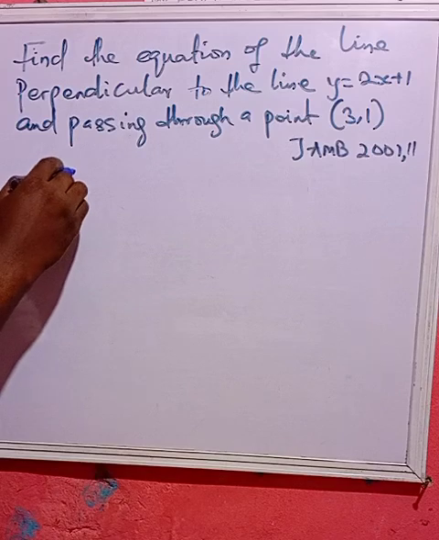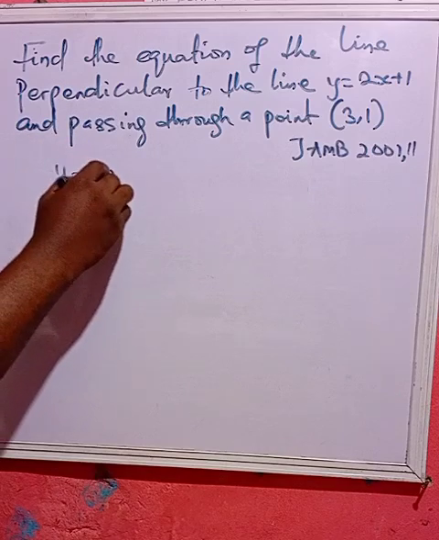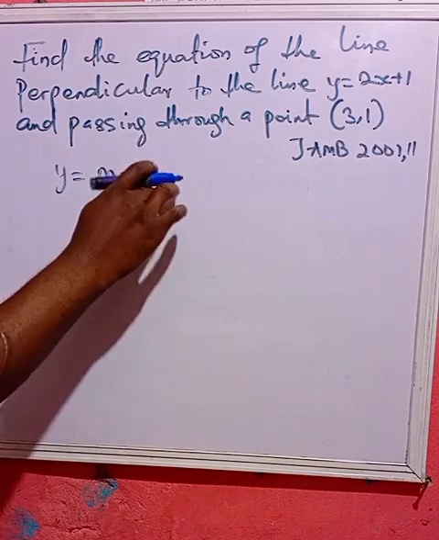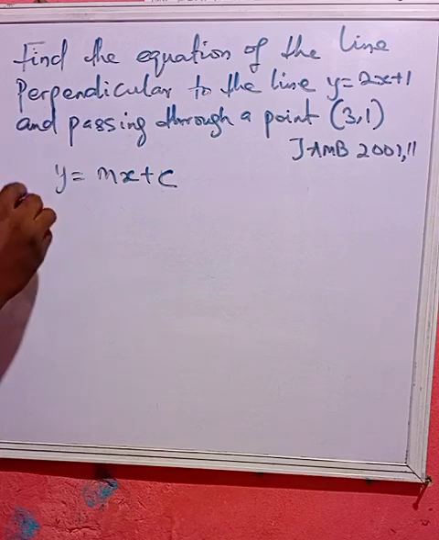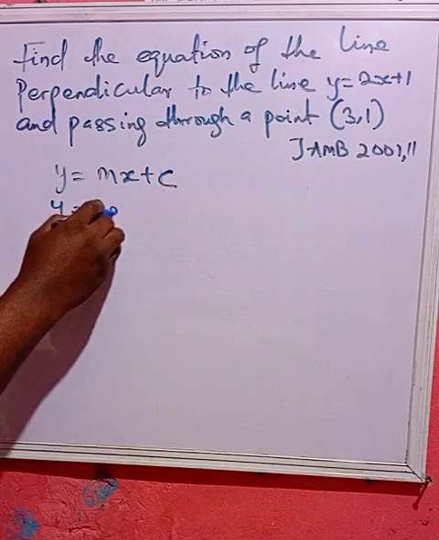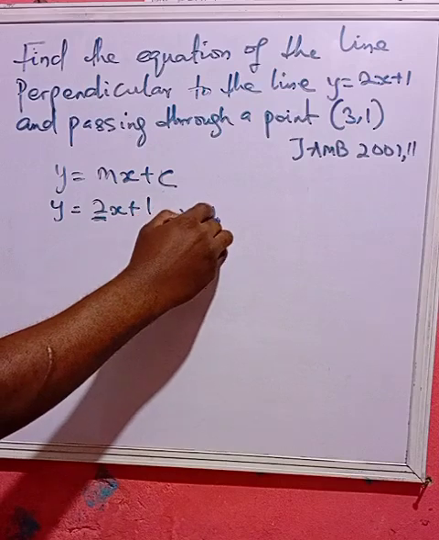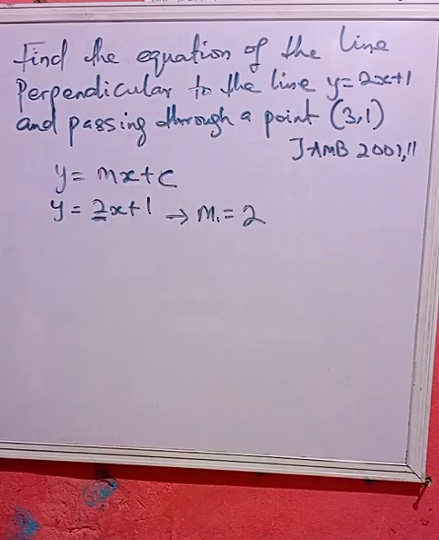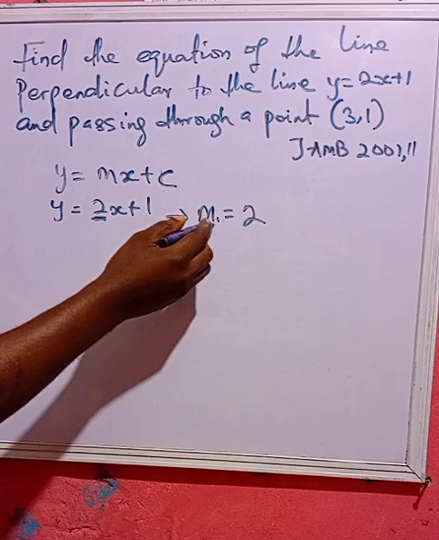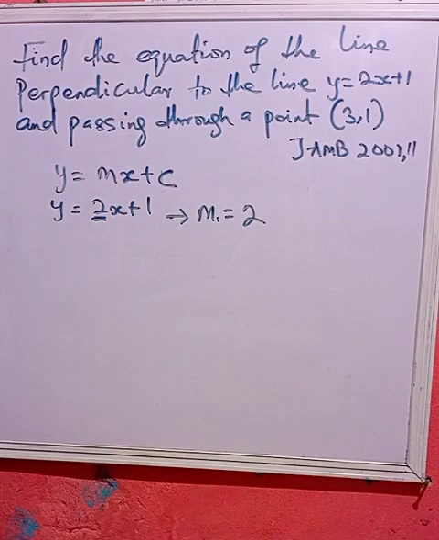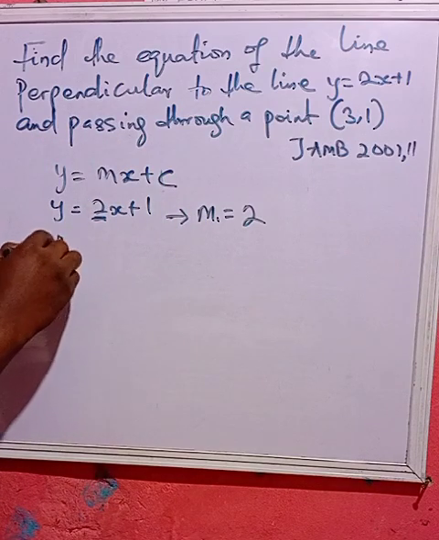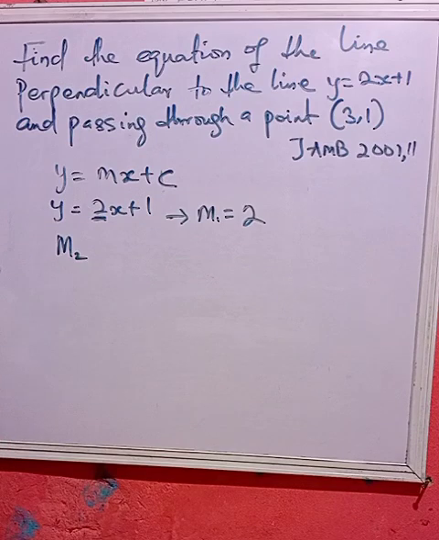Take note, the general form of the equation is y equal to mx plus c. Equating this to y equal to 2x plus 1, we can see that our m1 is equal to 2. This is the gradient of the first line. The second gradient, m2, we have to look for.